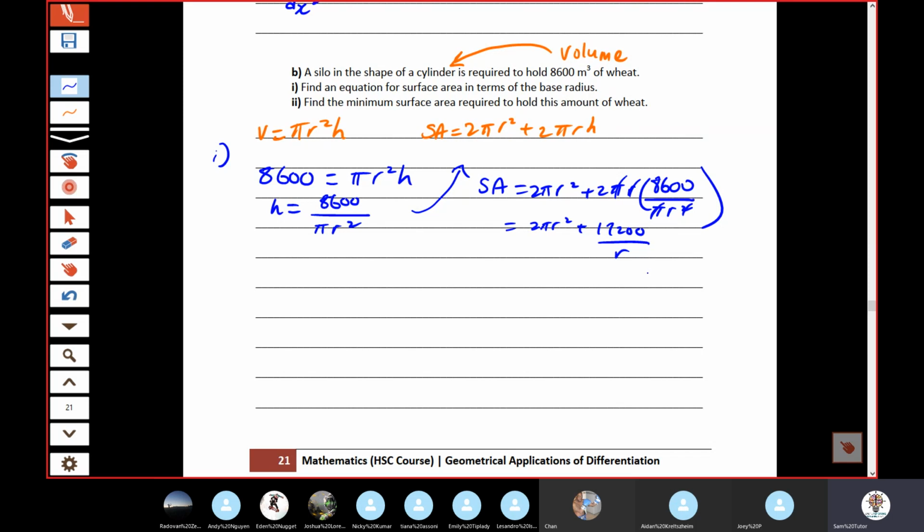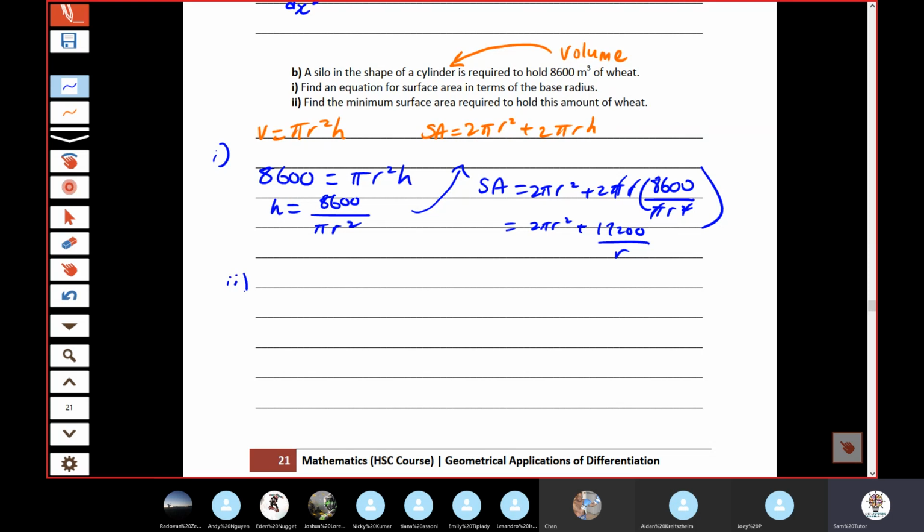Find the minimum surface area required to hold this amount of weight. Again, now it tells you we want the minimum surface area, so we don't want to waste too much metal making this cylinder. Right? We want to minimize our usage.